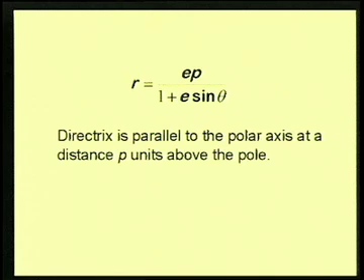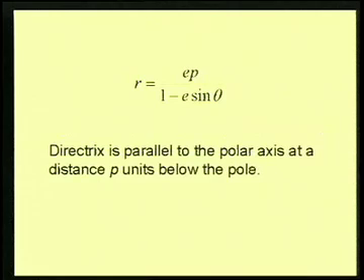This is going to be a conic that has a directrix parallel to the polar axis, p units above the pole. And finally, we have r equals ep divided by 1 minus e sine of theta. This is a conic that has a directrix parallel to the polar axis, p units below the pole.